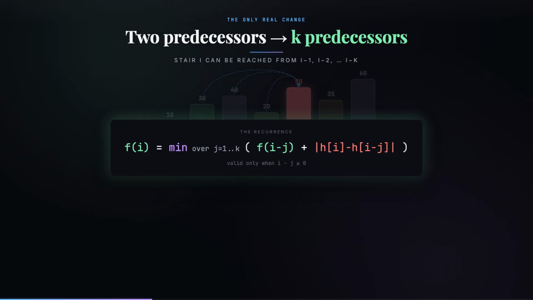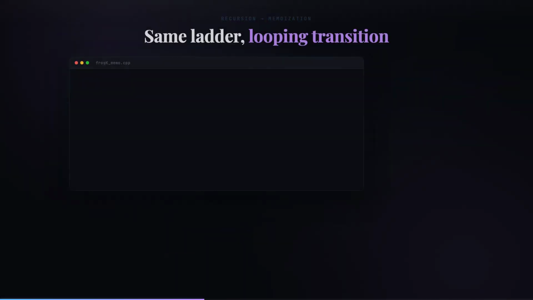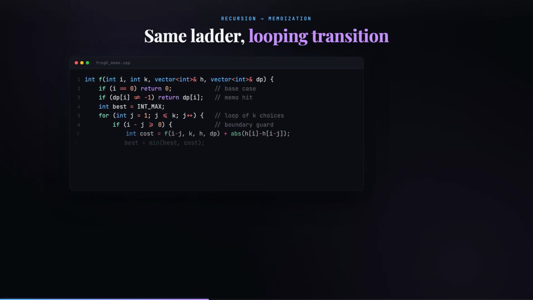f of i equals the minimum over j from 1 to k of f of i minus j plus the height difference between i and i minus j. This is only valid when i minus j is at least 0. Our base case is simple. f of 0 is 0, the frog starts with no energy spent. And the boundary rule: we skip any jump j where i minus j would fall below 0, because those stairs don't exist. Let's translate this into recursion with memoization.